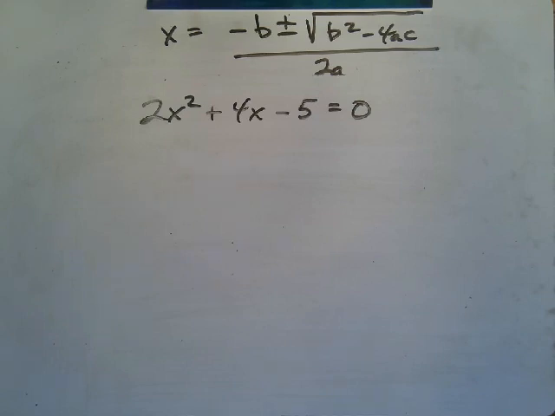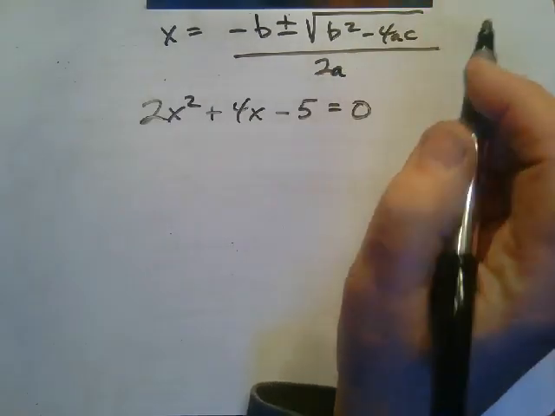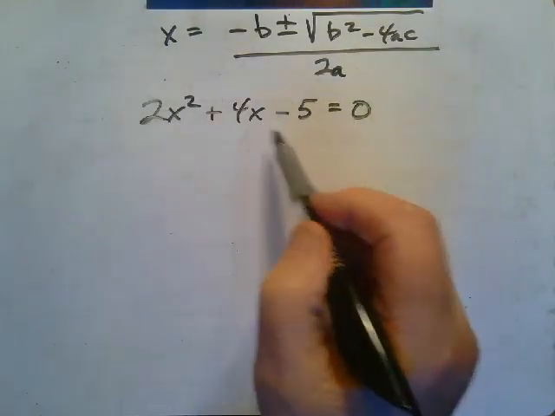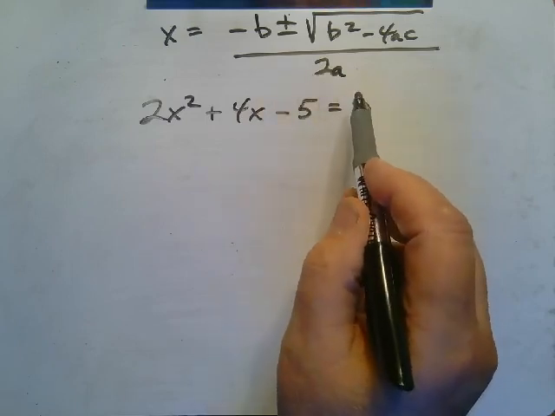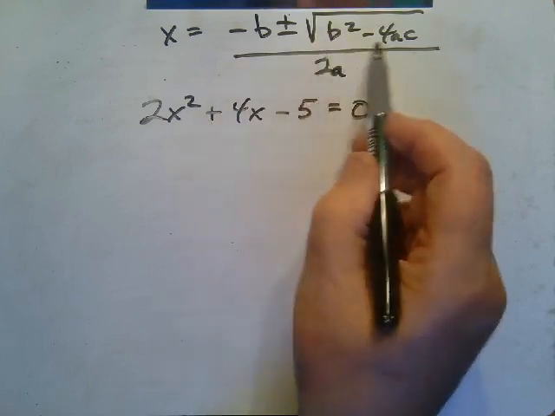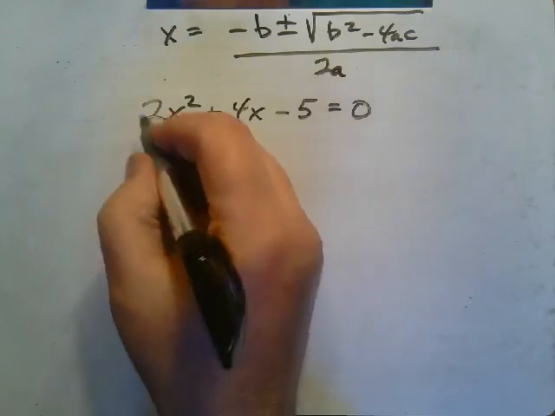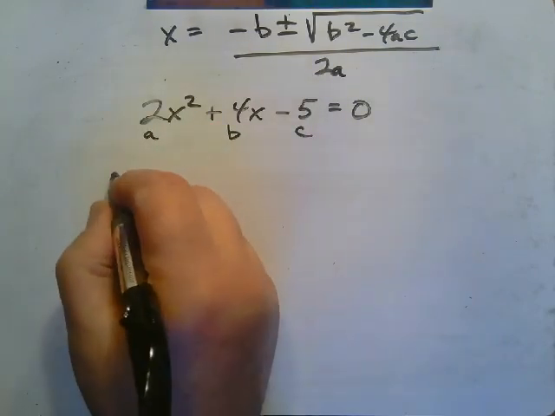All right, let's take a look at this one. Have you memorized the formula yet? Keep working on it. Need to have that memorized. All right. This is already set equal to 0, so we're going to find the roots, the zeros, the x-intercepts, the solutions, and we're going to use the same formula here. So here we go. Remember, this is A, B, and C.